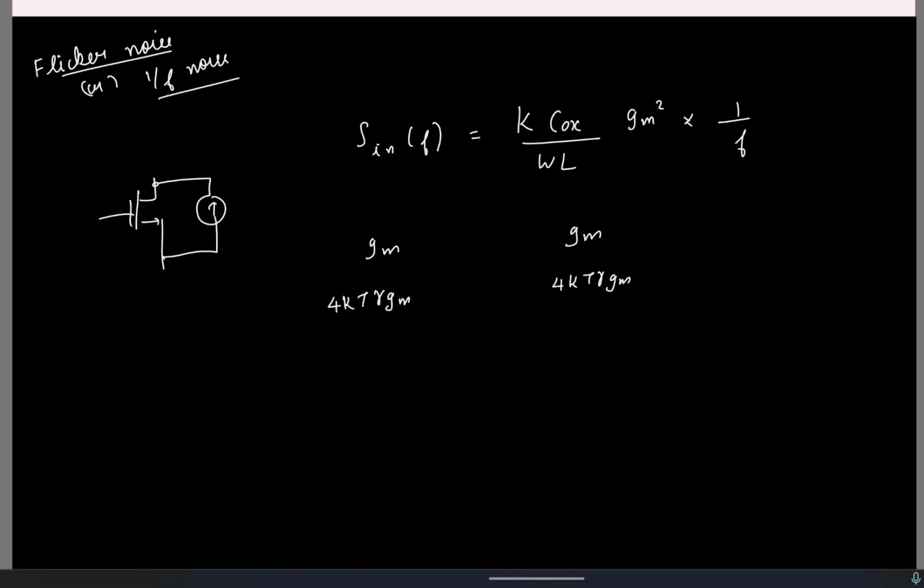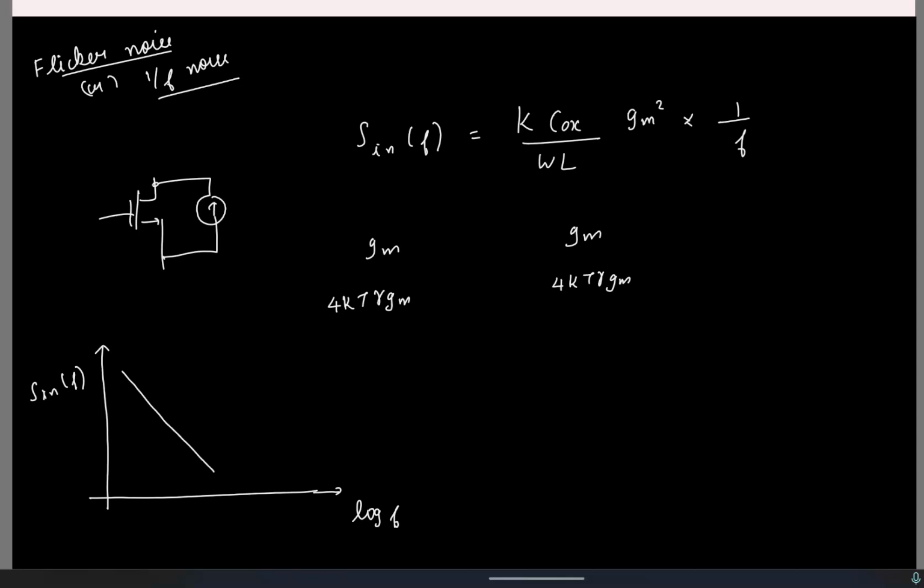So if I sketch the power spectral density of flicker noise, let's say sketch it in a log scale. This is log frequency, this is again the power spectral density in log. How will it look like? It will have minus 20 dB per decade slope, so it will do this. Okay.